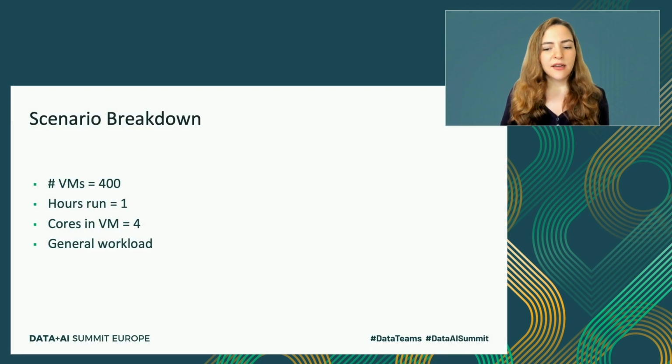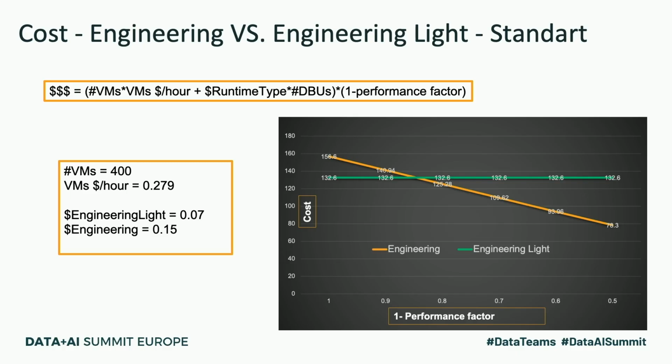So let's look at one scenario that we want to break down. Let's say I have 400 VMs. The hours is 1 hour. I want to know how much it costs me for 1 hour. I need 4 cores in my VM, and I'm going with a general purpose one. And I want to see how it all costs me. So I put together the equation of the number of VMs times how much it costs me per hour, plus the different runtime that I'm picking.